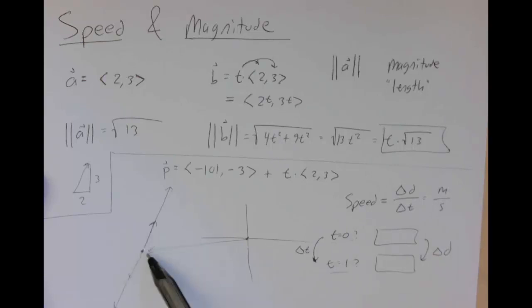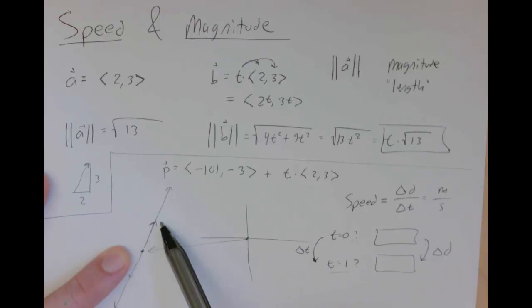If your object is moving at a constant speed, then that means the speed between time 0 and time 1 is going to be the same as the speed between time 1 and time 2 or any other times.